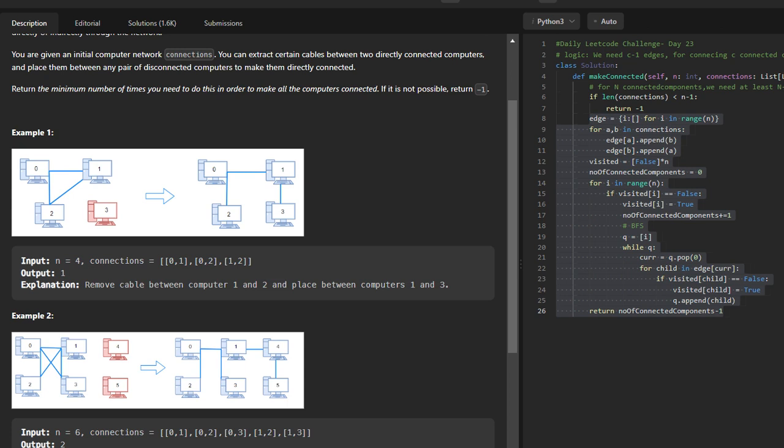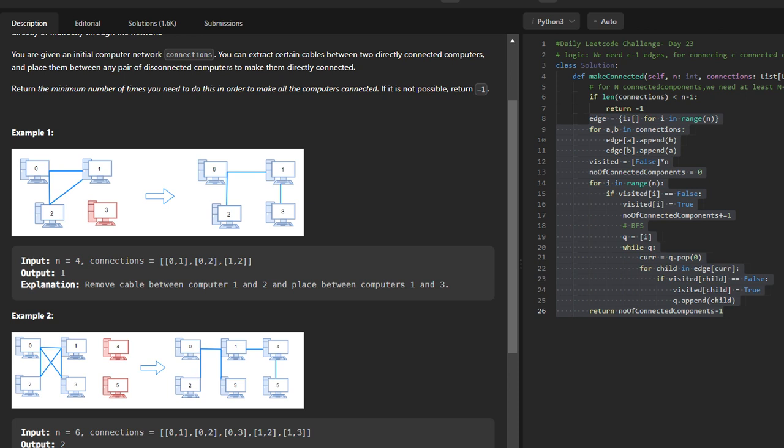Next, I will try to find how many disconnected components I have. In this diagram you can clearly see 0, 1 and 2 are a single connected component, and 3 is a disconnected component. We can say 3 is also a connected component in itself. So the total number of connected components is 2, right?